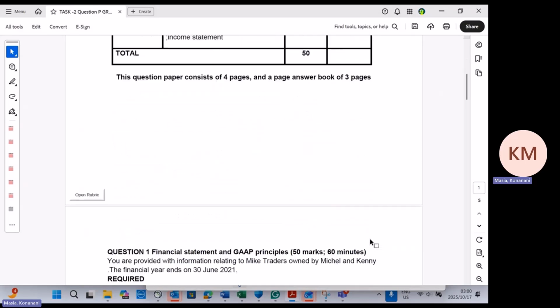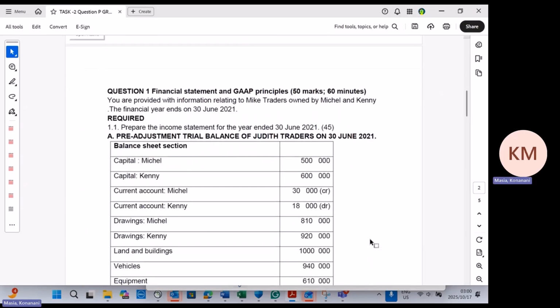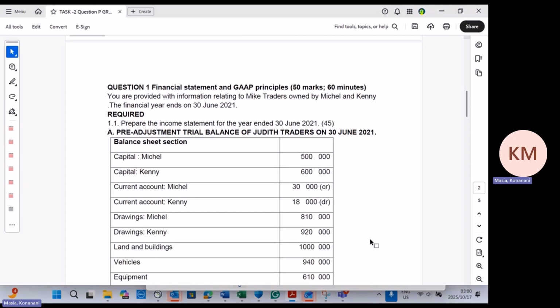Now we'll start with the information that is provided, but I want you to note what we are doing here: the required is to prepare the income statement for the year ended 30 June. The question is about income statement. There is certain information provided which won't be necessary to answer your required. What do I mean?